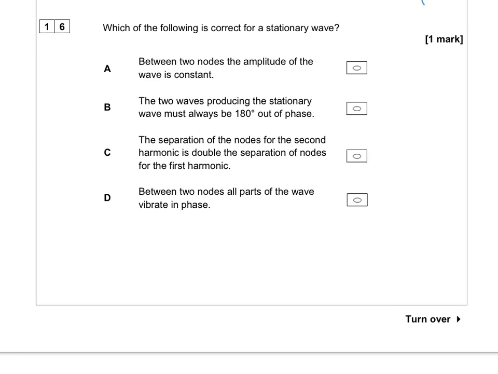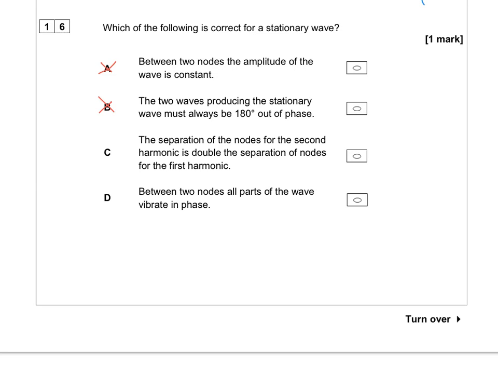16. Which of the following is correct for a stationary wave? Between 2 nodes, the amplitude of the wave is constant. Rubbish. The amplitude changes to a maximum at the antinode and then goes back to 0 at the node. The 2 waves producing a stationary wave must always be 180 degrees out of phase. Rubbish.